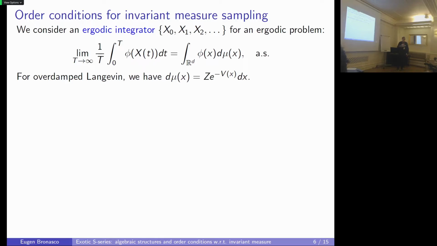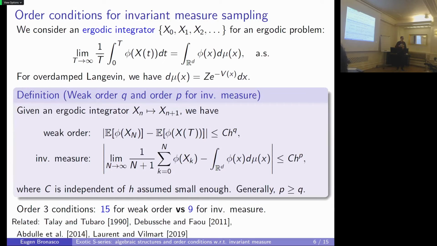And since we work in a stochastic context, we have multiple ways to converge. We can converge in a strong way, where we are interested in particular trajectories. We can converge in a weak way, or we can converge in invariant measure if we work with ergodic problems. And this gives us several kinds of orders for numerical methods. So we can have a weak order defined here, and an order with respect to invariant measure, which has the following form. The order with respect to invariant measure basically tells us how well our numerical integrator approximates the invariant measure of the original problem.